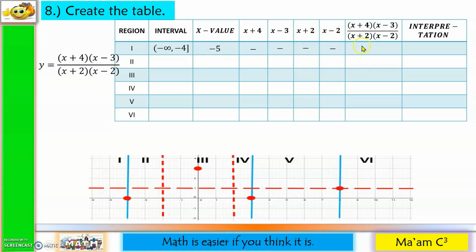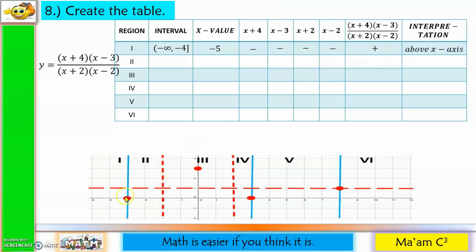I'll teach you a technique to get the sign here. Simply count the number of negatives. If it is an even number, then the sign here is positive. So let's count 1, 2, 3, 4. And 4 is an even number. Therefore, our sign here is positive. And if it is positive, the interpretation again is above the x-axis.